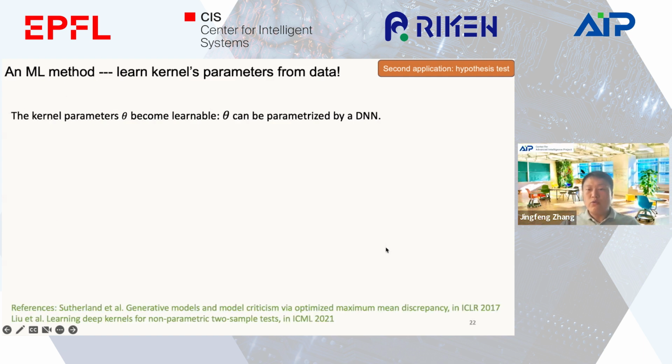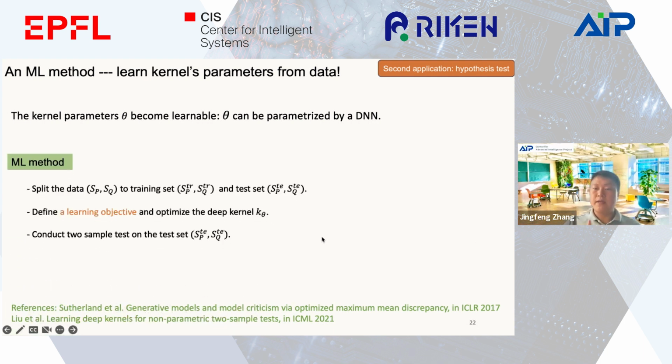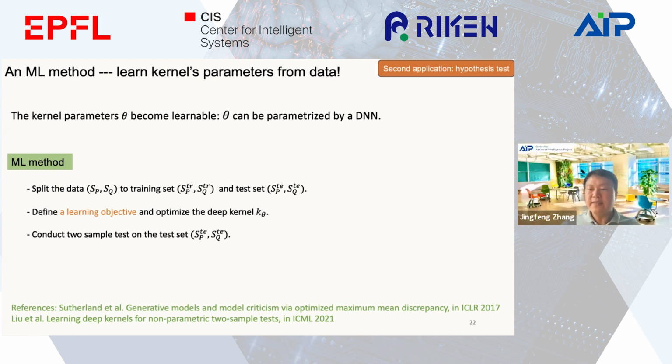Now, we go to the machine learning time. We should learn the kernel parameters from data. We can use deep kernels, where theta is parameterized by a deep neural network. How to learn the parameter theta? First, we split the data S_P and S_Q into a training set and a test set. Second, we define a learning objective and optimize the deep kernel. Then we conduct two sample tests using these optimized deep kernels.